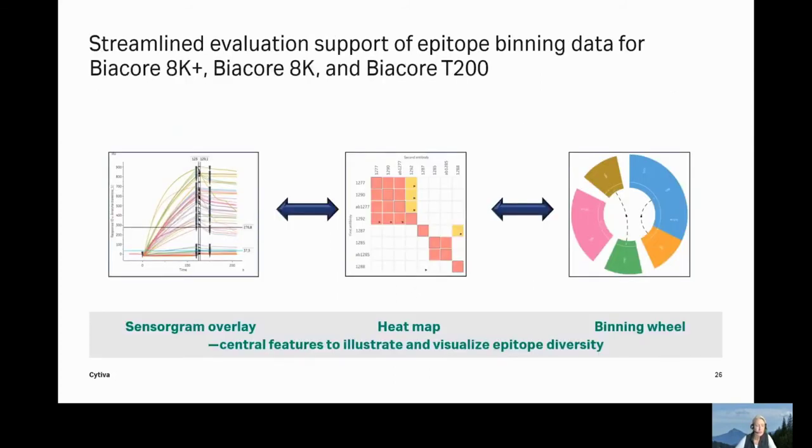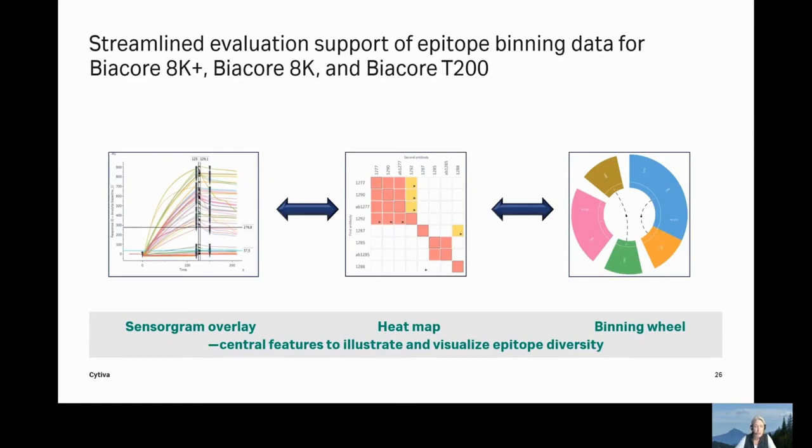In addition to the predefined methods, we offer an intuitive software for streamlined evaluation support of epitope binding data. This software runs on our most current high throughput instrument platforms like Biacore 8K+, Biacore 8K, and also the data from Biacore T200 can be investigated in this software.